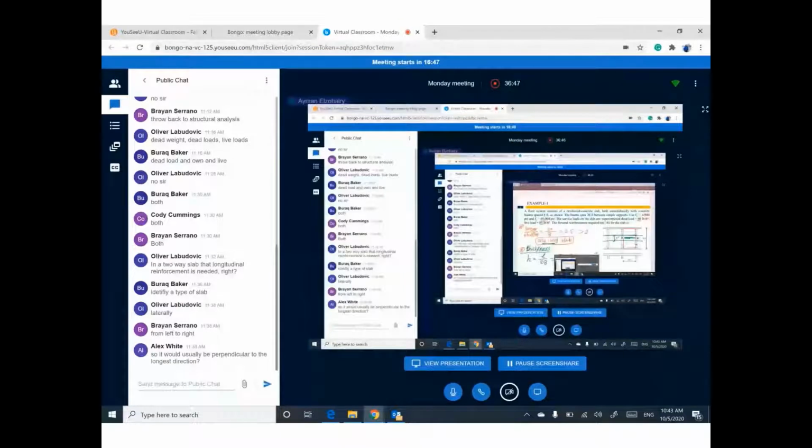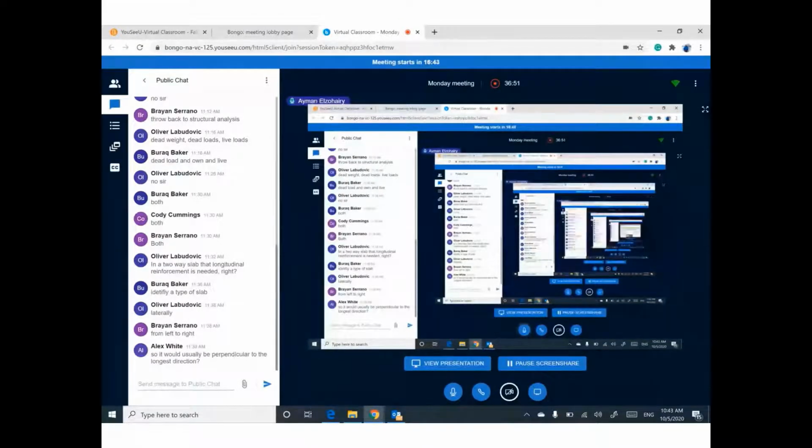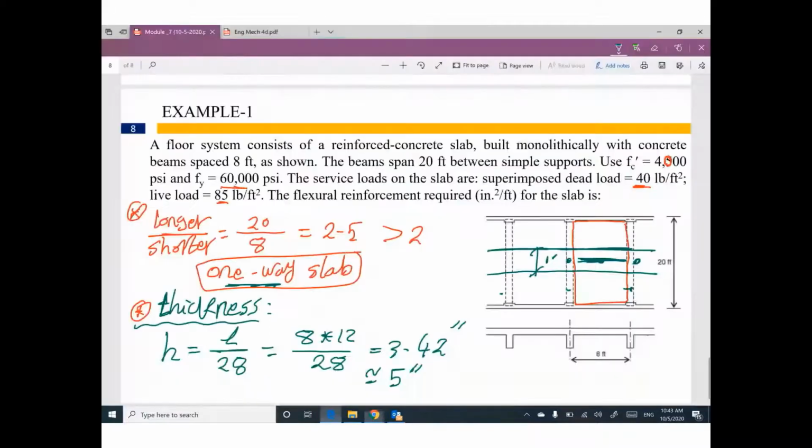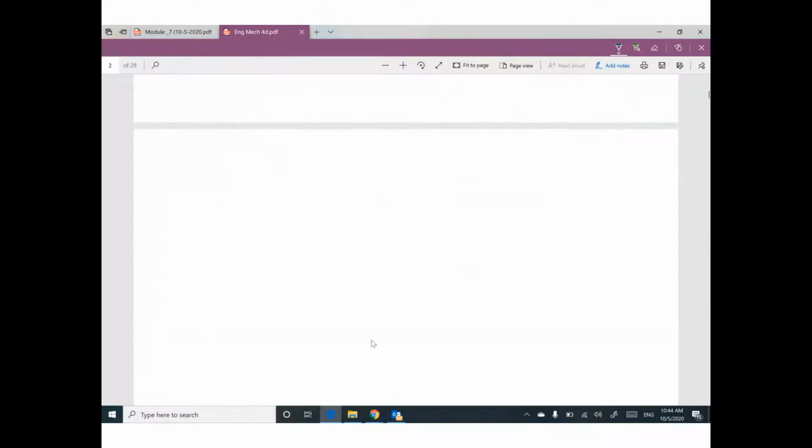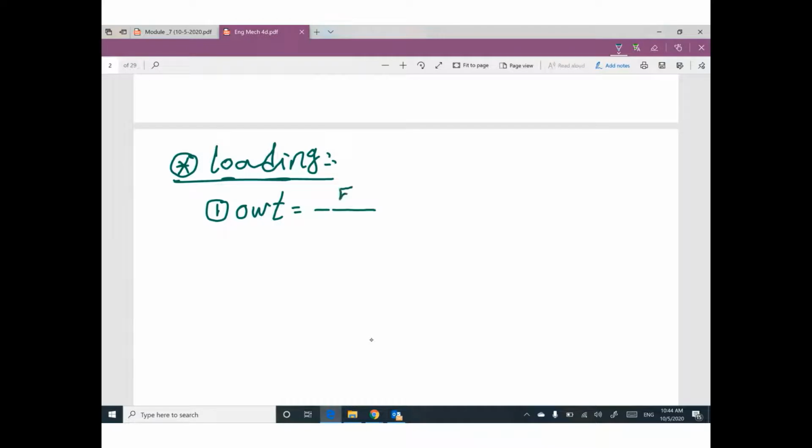Yes, but to be more realistic, Alex, in the short direction, the direction of the main reinforcement or your strip, in the short direction. Okay. Next step in the solution of this problem, loading. Guys, we have three loads on this slab. First one, own weight, equals thickness 5 inch, divided by 12 to be in feet, times 150.